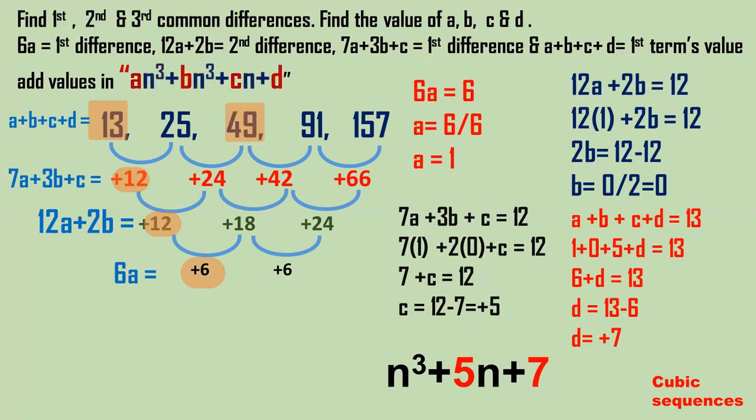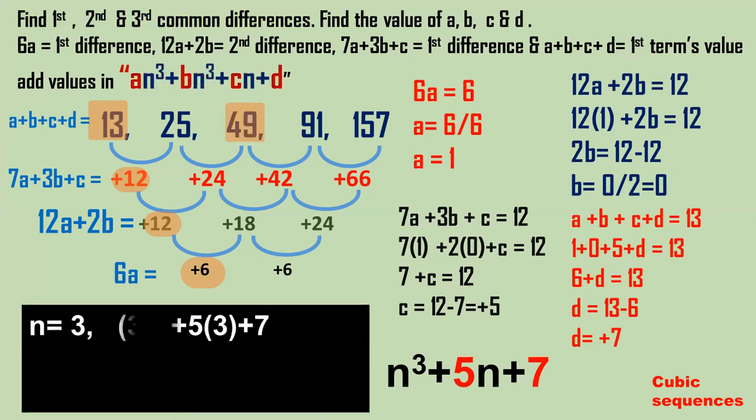I'm going to proceed to the third term value here. If I'm going to substitute the value of the third term, n is equal to 3 here. So now this is the third term number. So n is equal to 3. So 3 raised to power 3, this is 27. And 5 multiplied by 3, this is going to be 15, plus 7. So I'm expecting 49 is supposed to be the answer. So my answer is 49. So this is my third term value.